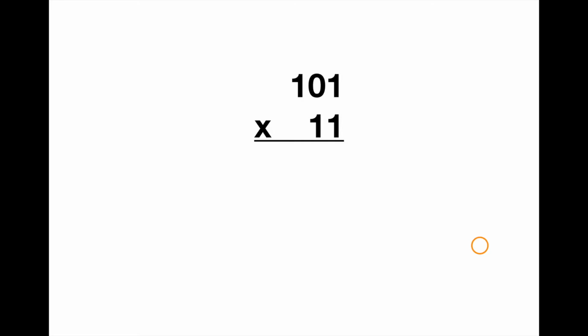Okay, now we're going to practice what we just learned. So we have two binary numbers here. The first thing we're going to do is put these two numbers in a vertical form. For the bottom number, we use the first digit and multiply it by the entire number on the top. This gives you 1 times 101 equals 101. And then we do the same thing for the second digit, which is another 1. And 1 times 101 gives you another 101.